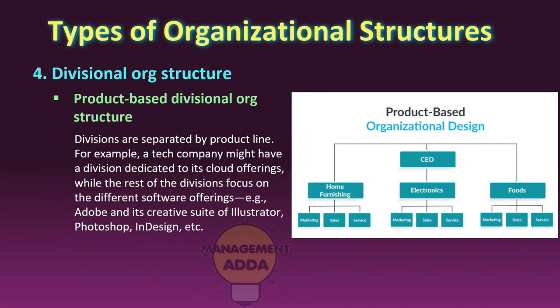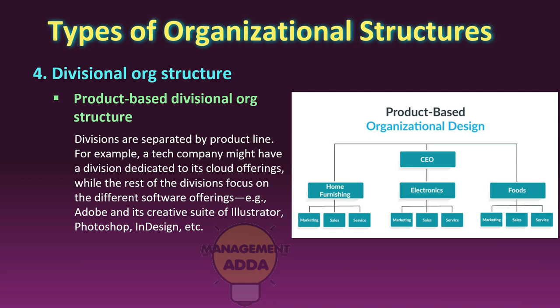Product-based divisional organizational structure. What is it? Divisions are separated by product line. For example, a tech company might have a division dedicated to its cloud offering, while the rest of the divisions focus on their different software offerings. Example, Adobe and its creative suite of Illustrator, Photoshop, InDesign, etc. So here, if a company has multiple products, for example, a tech company can have editing software. Photoshop, as we all know, is for images.